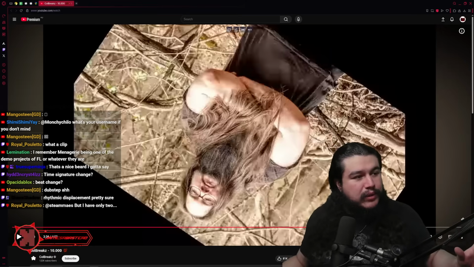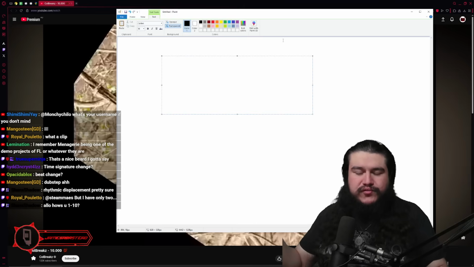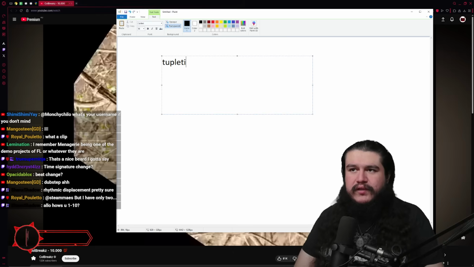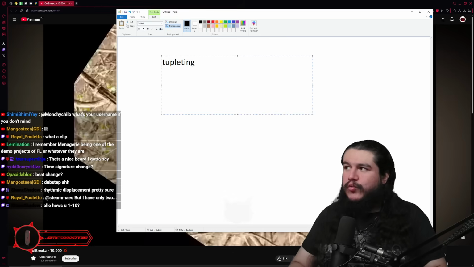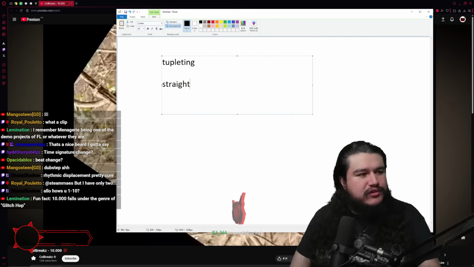It's done in what is called triplets, by the way. So the idea of triplets comes from the concept of tupleting. So far, we have been doing what is called a straight rhythm, right? Straight eighth notes kind of thing.